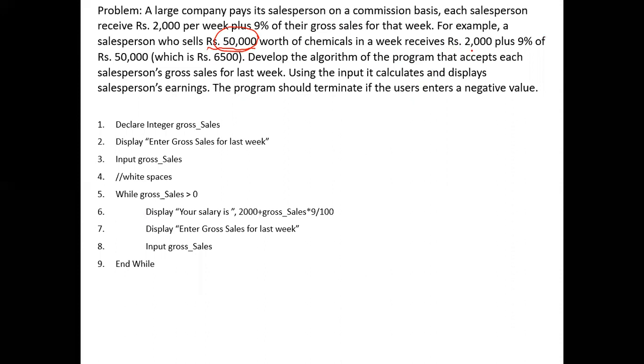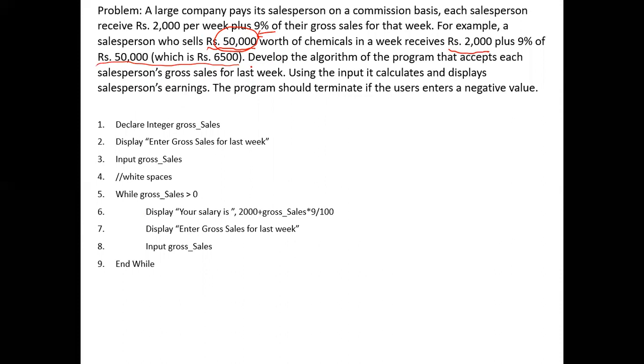And how we are going to calculate the salary is that 2,000 is the base salary, plus we are going to give him some commission. The commission would be 9% of the sales that he has made. So 9% of 50,000 becomes 4,500. So the total salary for that salesperson then becomes 6,500. So we need to write an algorithm which does that. Obviously, for just one salesperson, we don't need a loop, right?